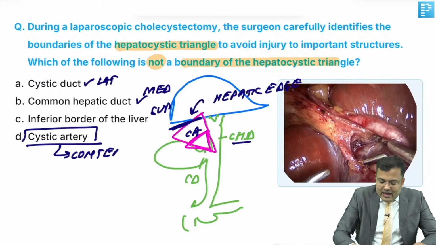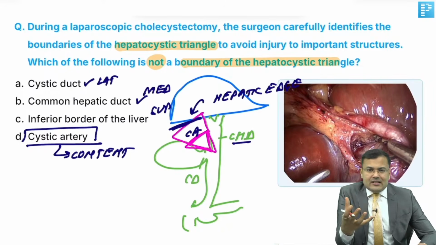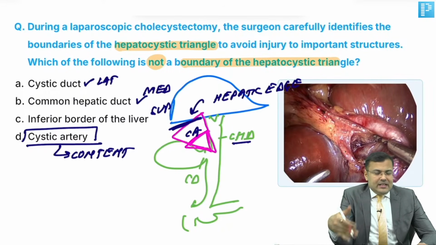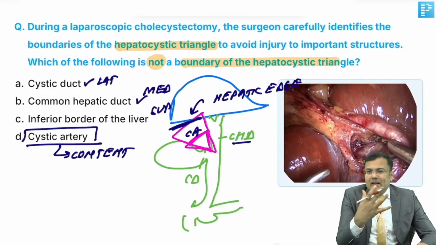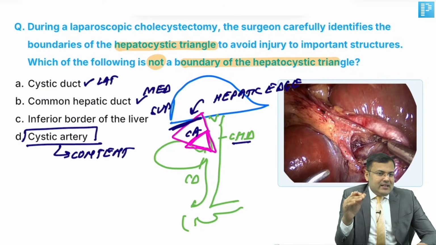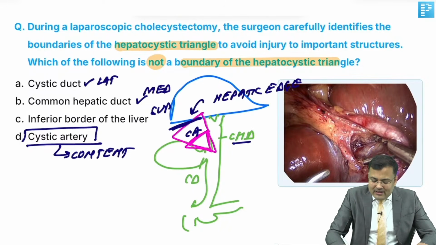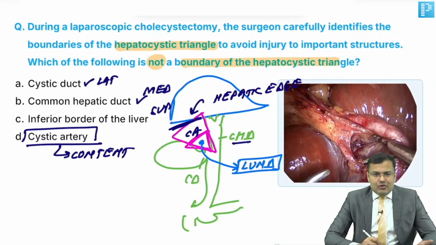And sometimes examiners ask about Calot's triangle. So in Calot's triangle, you can see medially common hepatic duct, laterally cystic duct, superiorly cystic artery, and in Calot's triangle there is a lymph node. This is lymph node of Lund. Cystic lymph node, that is lymph node of Lund.